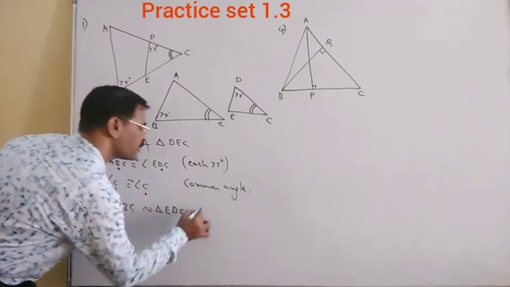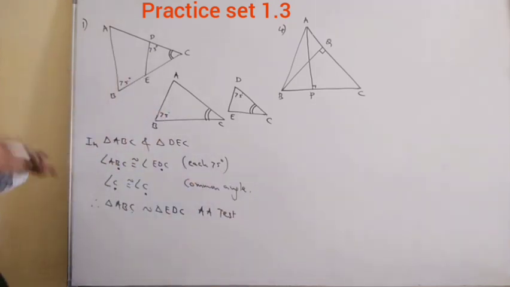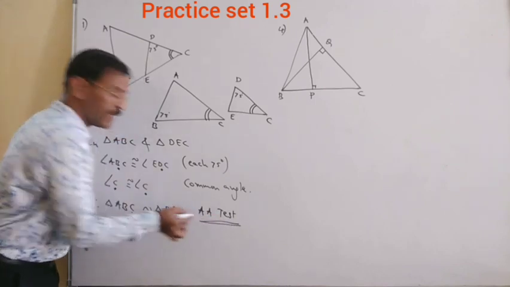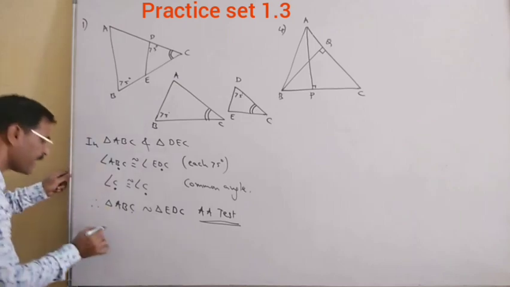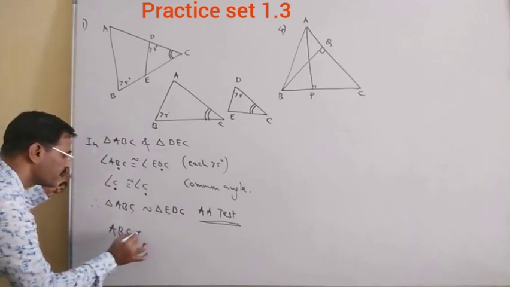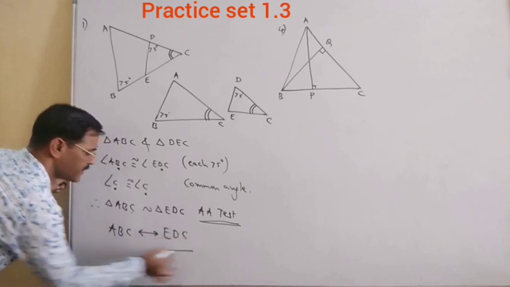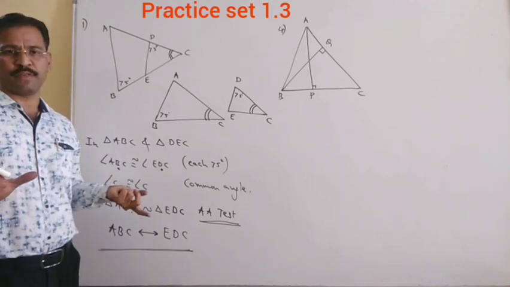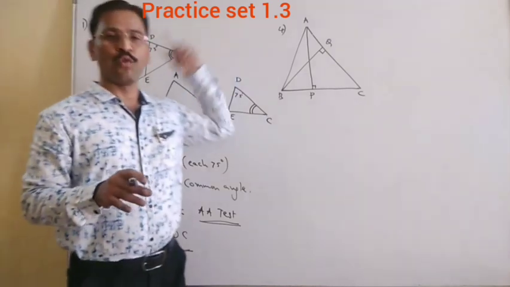And this is by which test? AA test. Now they asked here by which test? By AA test. Now by which one-to-one correspondence? I will write again ABC one-to-one correspondence with EDC. This is the system. Understand friends? Very simple part this one. Okay, I will solve one more example, the fourth one.